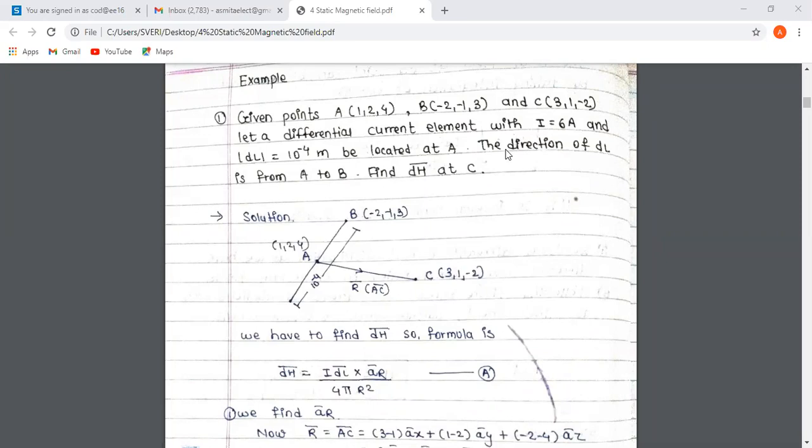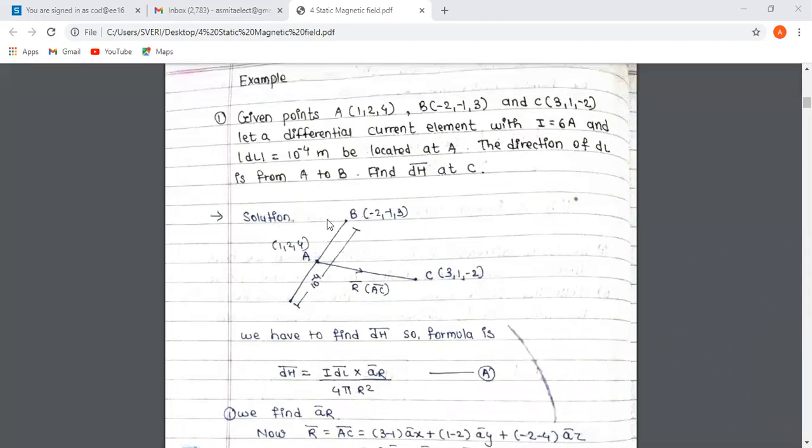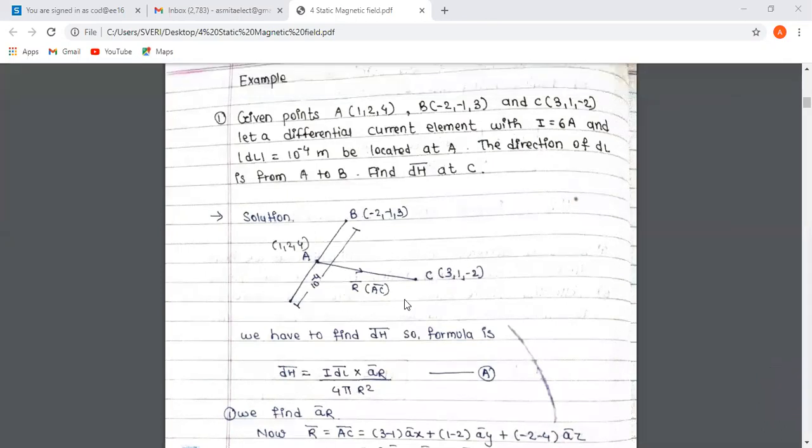So here we have to find the magnetic field intensity at point C. C has coordinates 3, 1 and -2. As it is directly given, find the magnetic field intensity dH bar at point C, so we have to use the Biot-Savart's law.